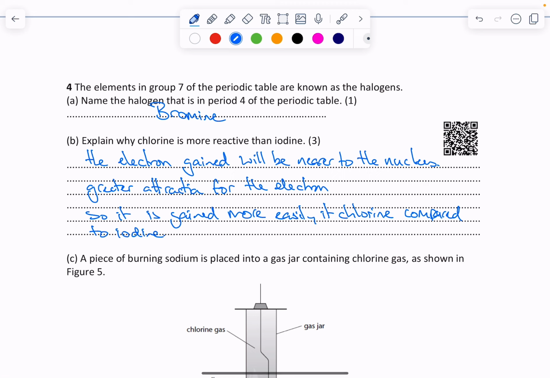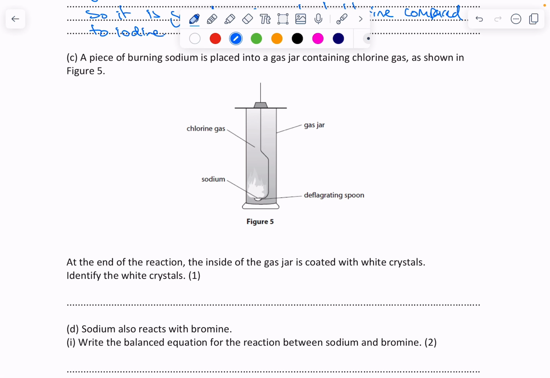Okay. A piece of sodium is placed into a glass jar. At the end, the inside of the glass jar is coated with white crystals. Identify the white crystals. So we've got sodium reacting with chlorine. That's going to lead to the production of sodium chloride, which is salt, which is a white coloured substance. So that fits in with the observation.